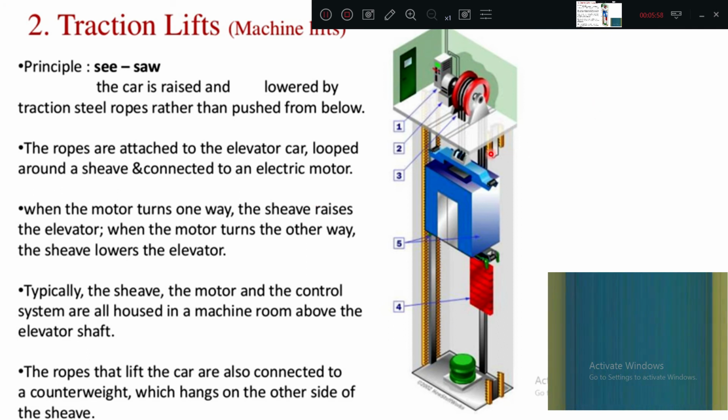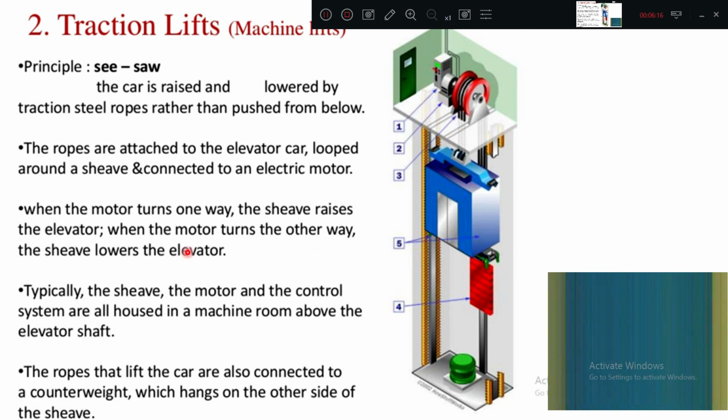See, the ropes are moved around this sheave. This is called the sheave or pulley. So this sheave is attached to the motor. Here is the motor. When the motor turns one way, the sheave raises the elevator. So if this is rotating in this direction, the car will move in this direction.